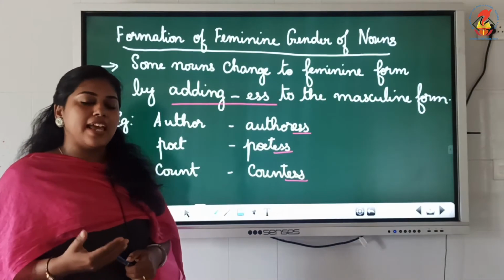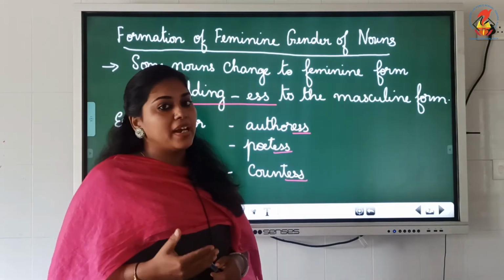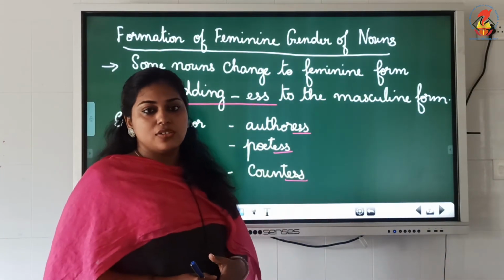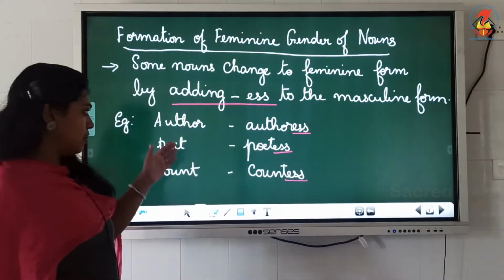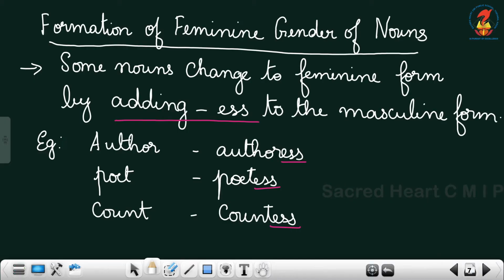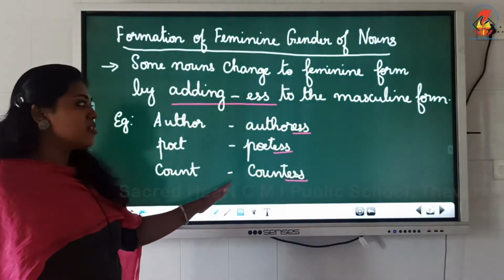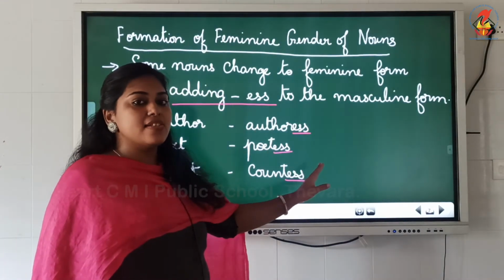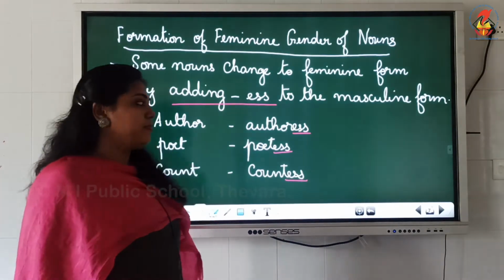Now certain words can be written in feminine form by adding ESS, where we don't have anything else to check or anything else to keep in mind. Such words are author, authoress, poet, poetess, count, countess. In all these words we are not changing anything else. We are just adding ESS to change it into feminine form.